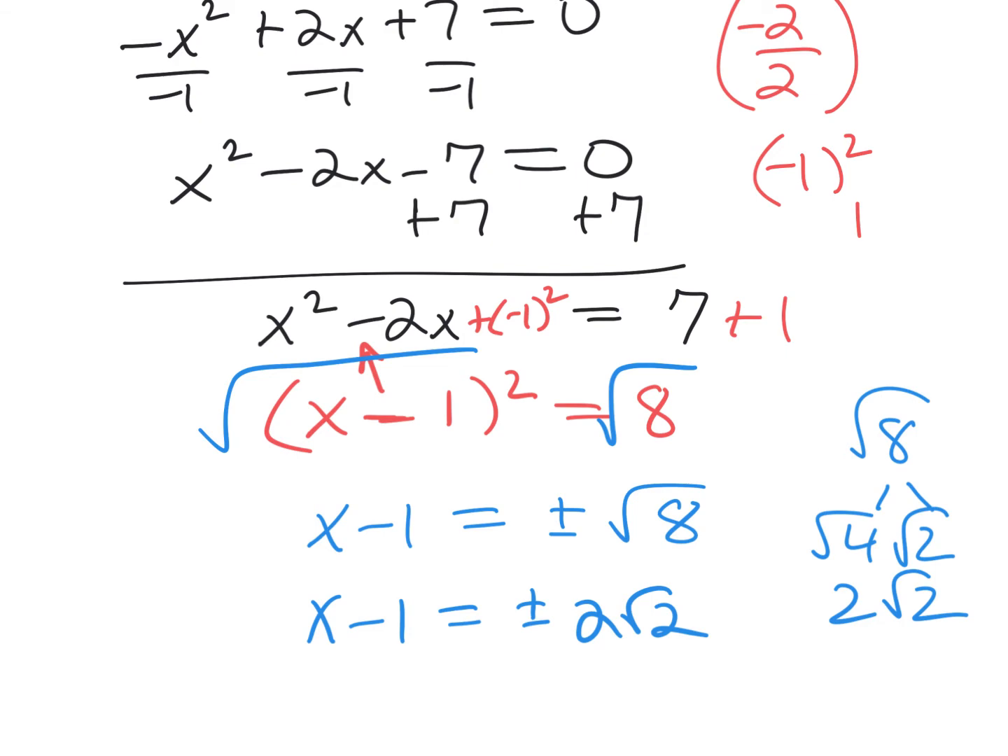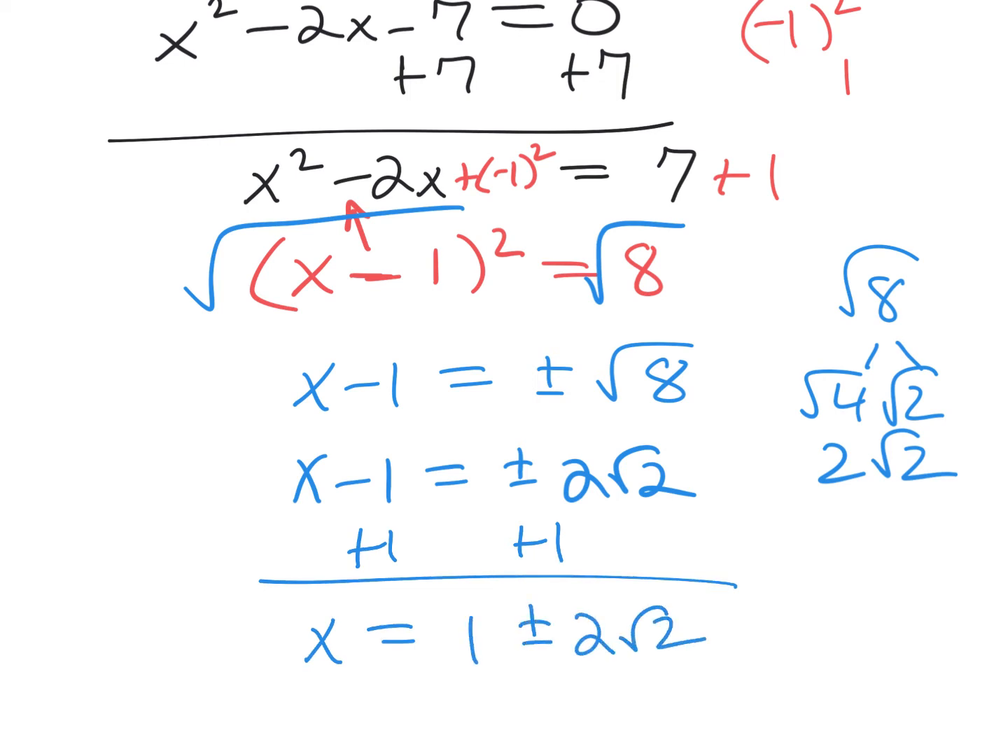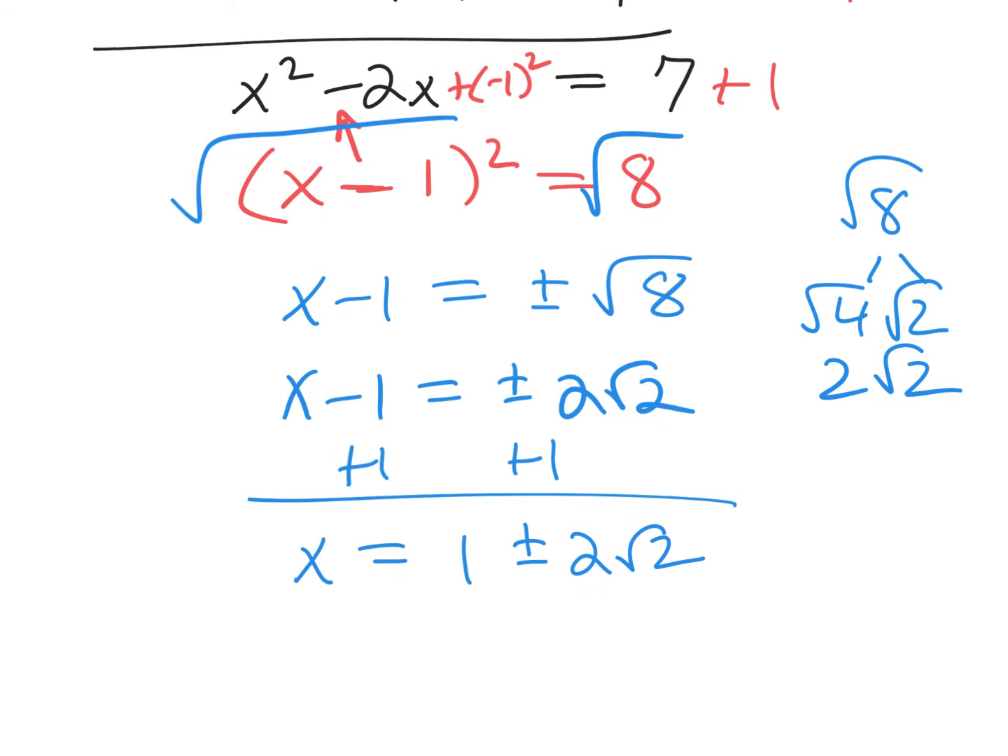And then I'm going to move the 1 over to isolate x. X is equal to 1 plus or minus 2 square root 2. So when you went to key this in WebAssign, you did 1 minus 2 radical 2, comma, 1 plus 2 radical 2. Good? Anybody else need anything worked out from the homework?